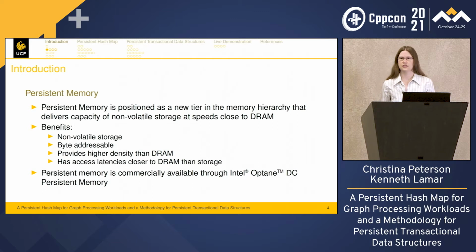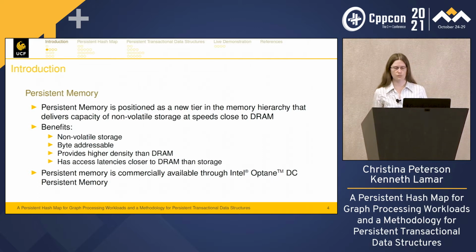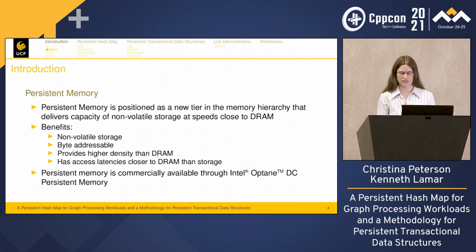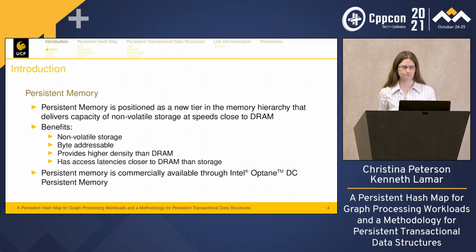So persistent memory is a new tier of memory. It sits right between DRAM and NAND SSD. And the benefits are that it's non-volatile storage, byte-addressable, it provides higher density than DRAM, and has access latencies closer to DRAM than storage. Persistent memory is commercially available through Intel Optane DC persistent memory, so it's in use today.